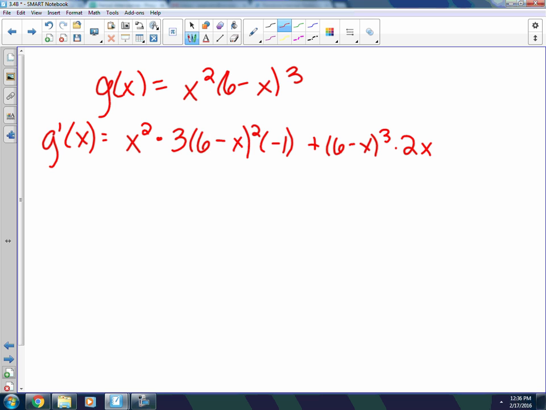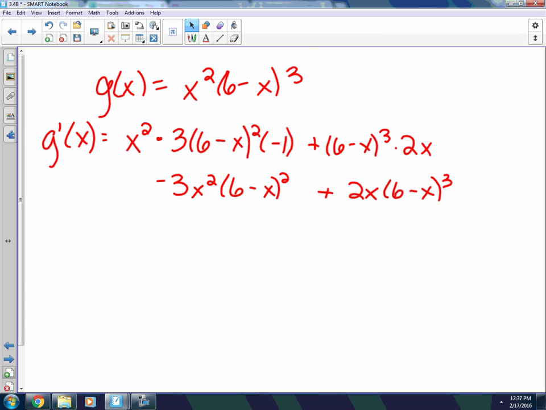Now remember, our goal is to take this and set it equal to 0. So we definitely want to do some simplifying. I'm going to combine these 3 parts and have -3x squared times 6 minus x squared, plus 2x times 6 minus x cubed. Are you okay with that step? The derivative of the inside of this is -1. Question? Did I hear a question on that?